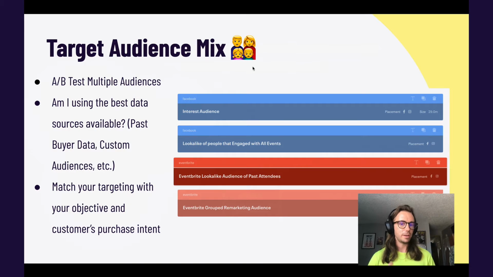Now jumping over to the next main variable, that's going to be our target audience mix. So effectively, who are we targeting with the campaign that we are running? The first thing that is very important to be doing is A/B testing multiple audiences.